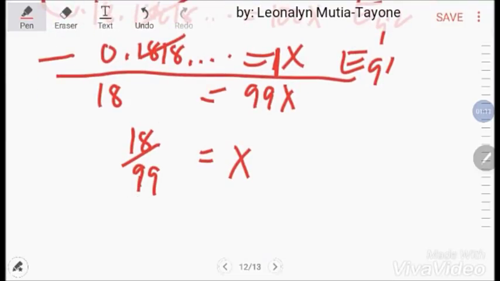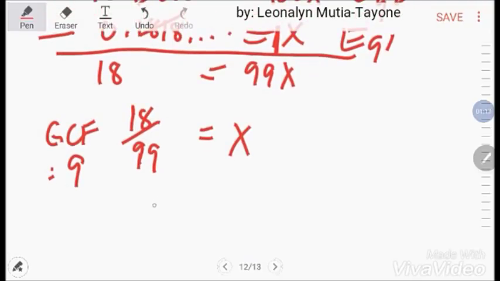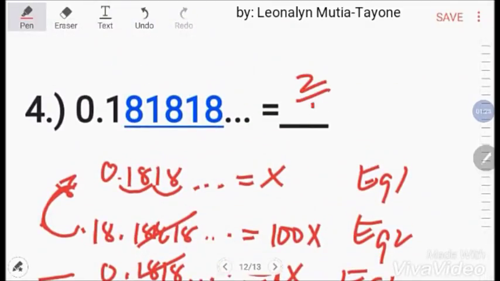18 over 99, ang greatest common factor niya ay 9. So, 18 divided by 9, that is 2. 99 divided by 9, that is 11. So, ang answer dito ay 2 over 11.